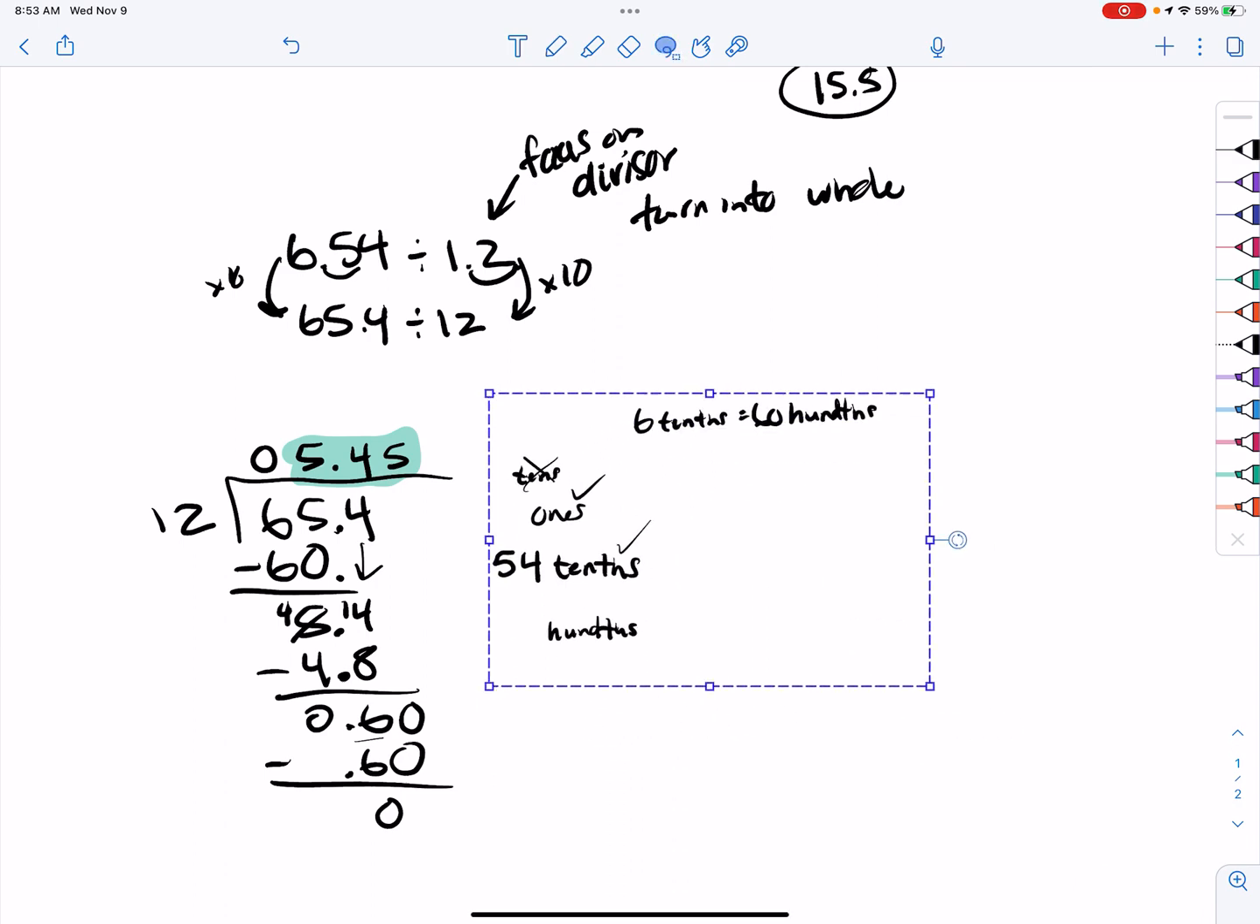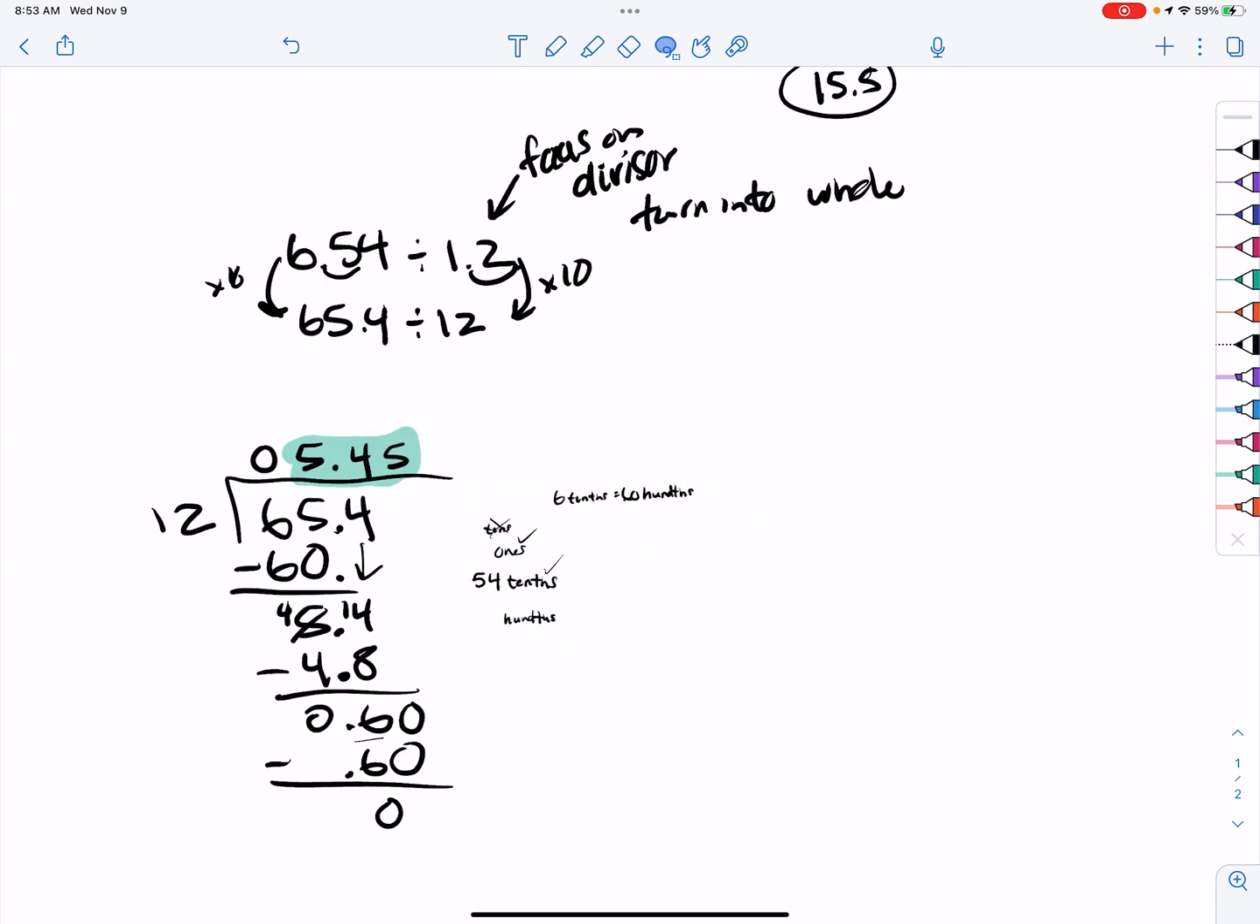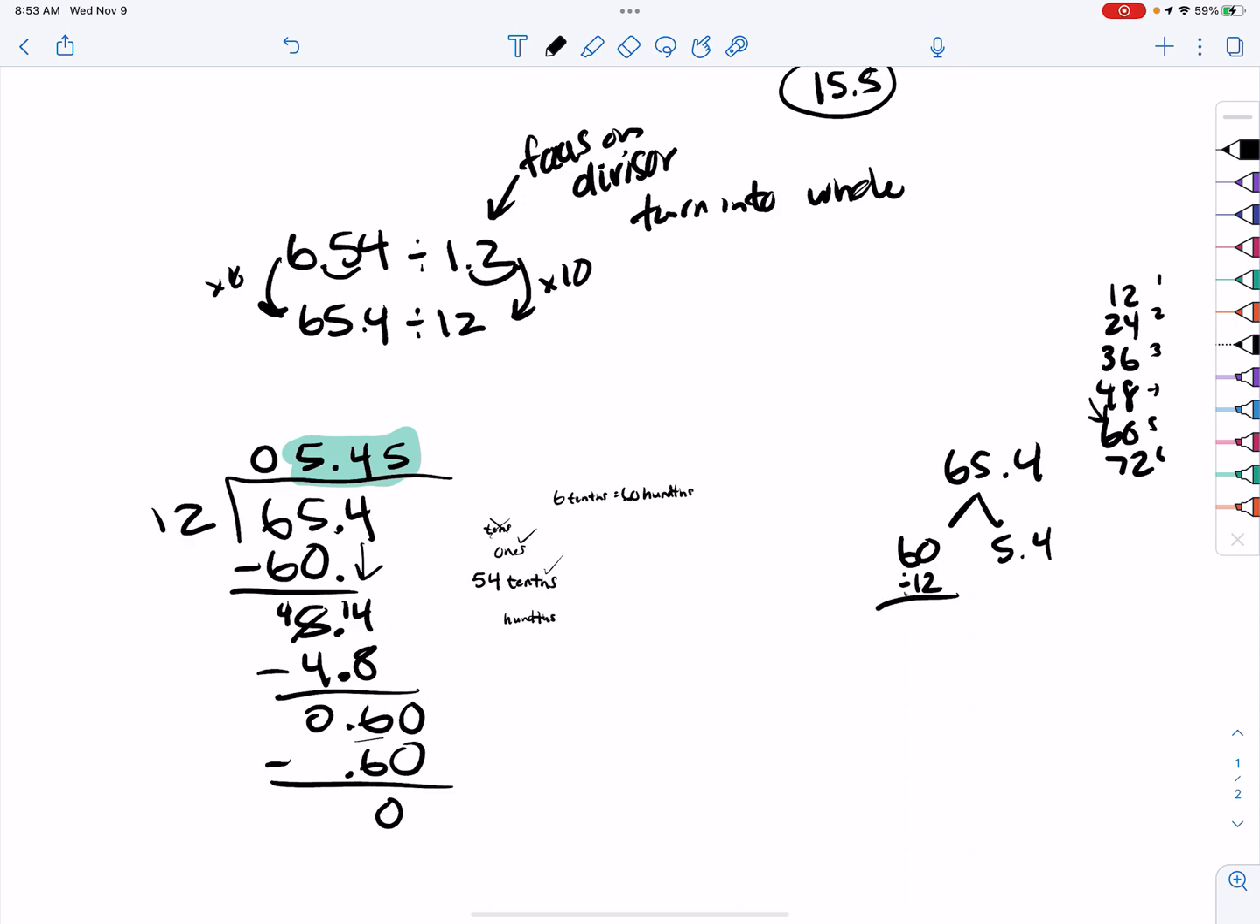So let's look at branching just to check ourselves. So we are still going to start out with our 65 and 4 tenths, and we're making groups of 12. So if I need to, I can write out my multiples of 12 if I find that to be helpful. So I have those multiples there. This is multiple 1, 2, 3, 4, 5, 6. So in here, I notice that we have a 60, and then 65 and 4 tenths minus 60 would leave me with 5, and 4 tenths. So 60 divided by 12 is 5, and I know that because it's right here. And then again, I'm left with 5 and 4 tenths.